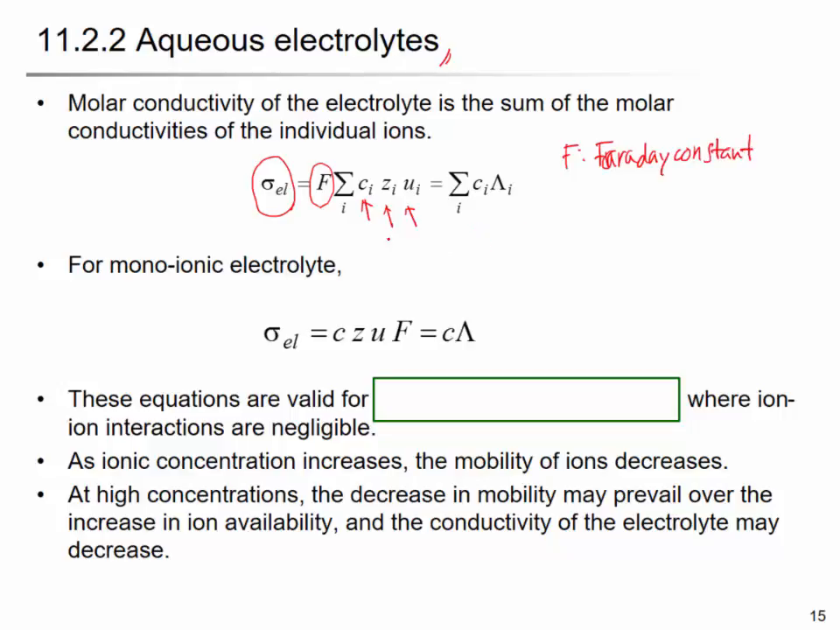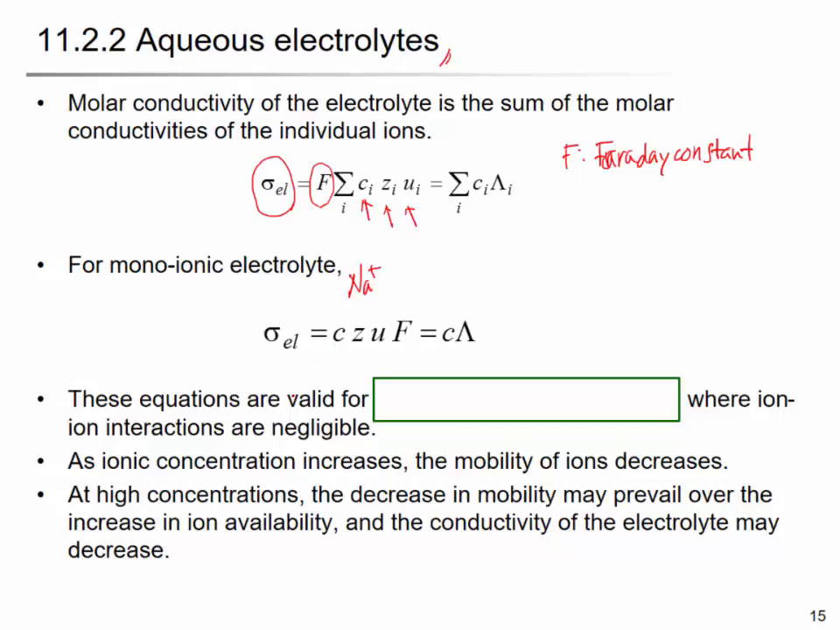Faraday constant, then you can calculate the electric conductivity of the electrolyte, theoretically. For monoion electrolyte, C is the molar concentration of that ion. For example, you can say the sodium ion, and the molar concentration of that, and the valence will be 1, and we know the hydrated radius, and the Faraday constant is known, so you can calculate the electrolyte conductivity.